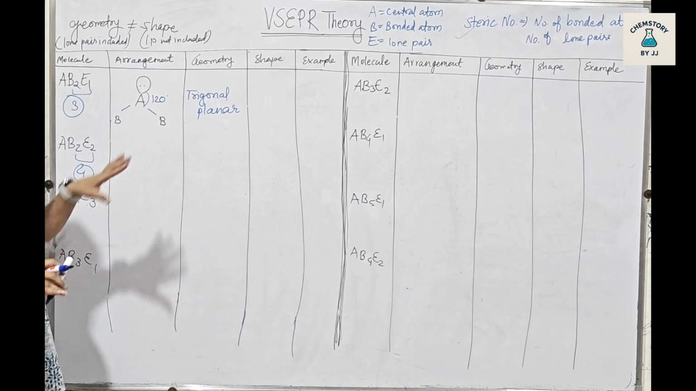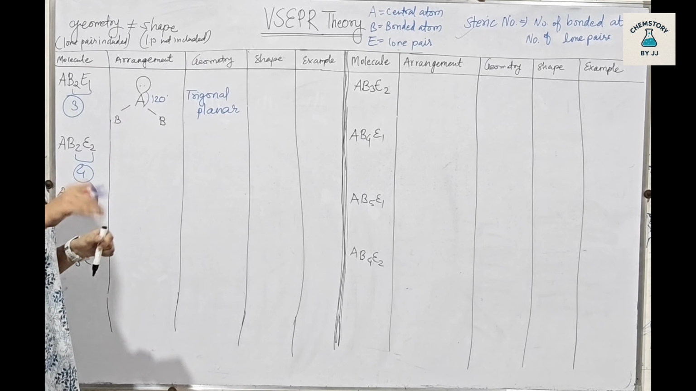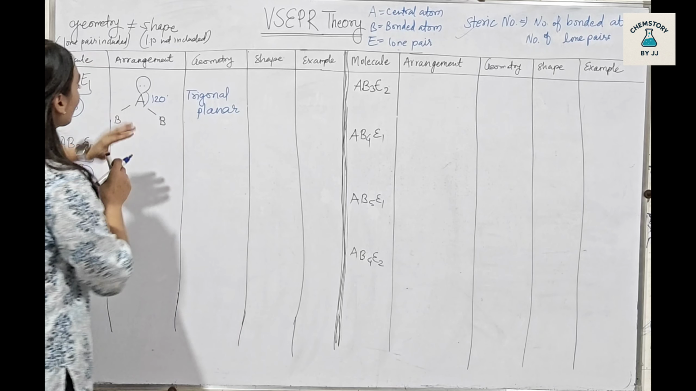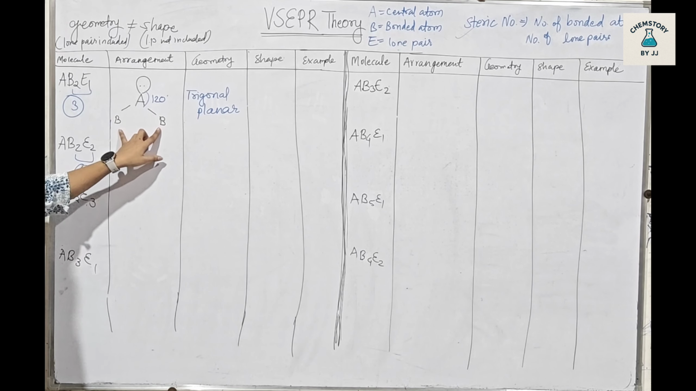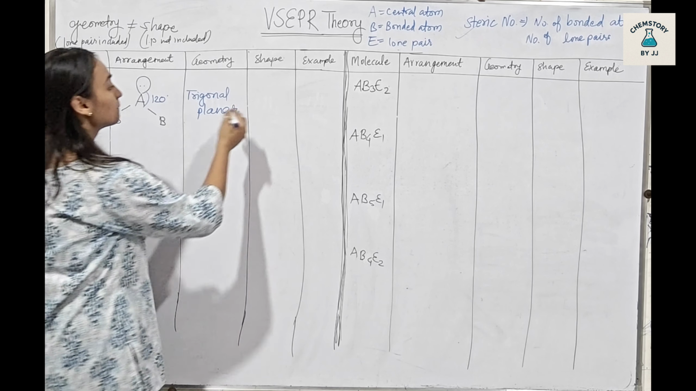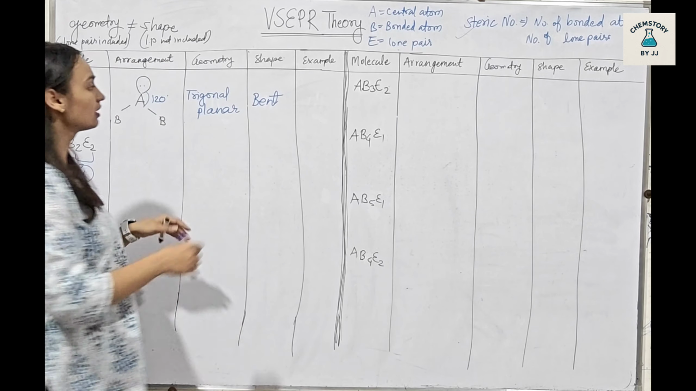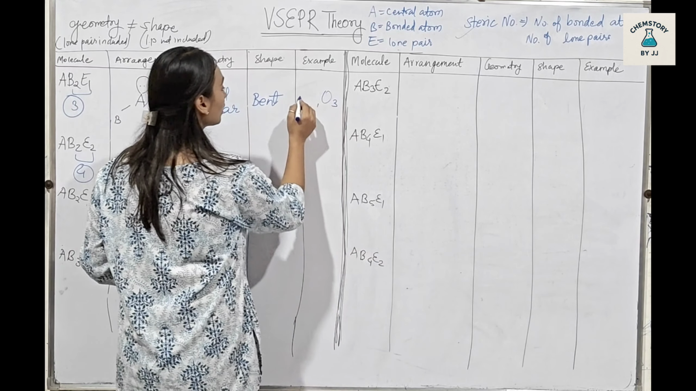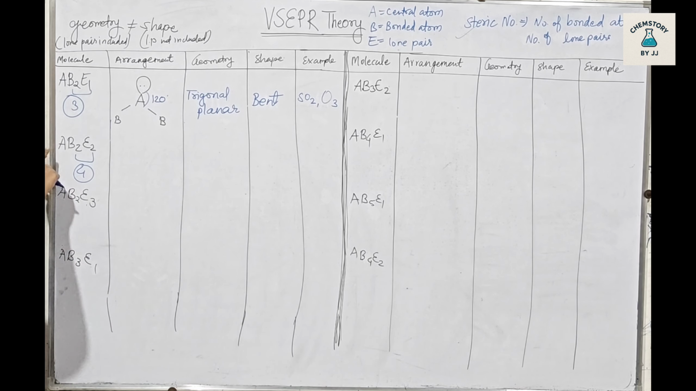Don't forget, we are including the lone pair here for the geometry. Now for the shape, see, we are going to neglect this part, right? But the B atoms are going to be stuck like that. So the shape for it would be bent. So the examples are O2, O3, sulfur dioxide, right? That's the prime example.